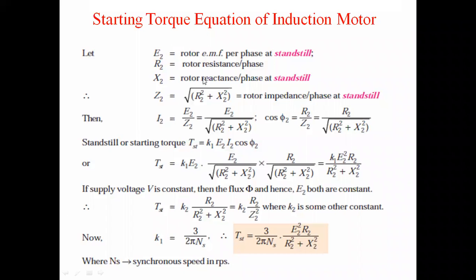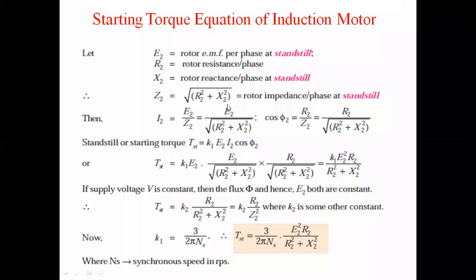As we see in the derivation of the starting torque equation, Tst, that is the starting torque, equals 3 divided by 2π ns into E2 square R2 divided by R2 square plus X2 square, where ns is the synchronous speed in rps, that is, revolutions per second. You should remember only this value: Tst equals 3 divided by 2π ns into E2 square R2 divided by R2 square plus X2 square.